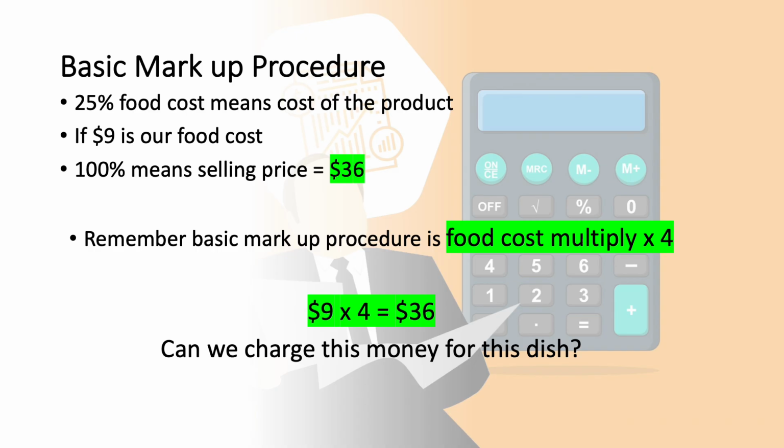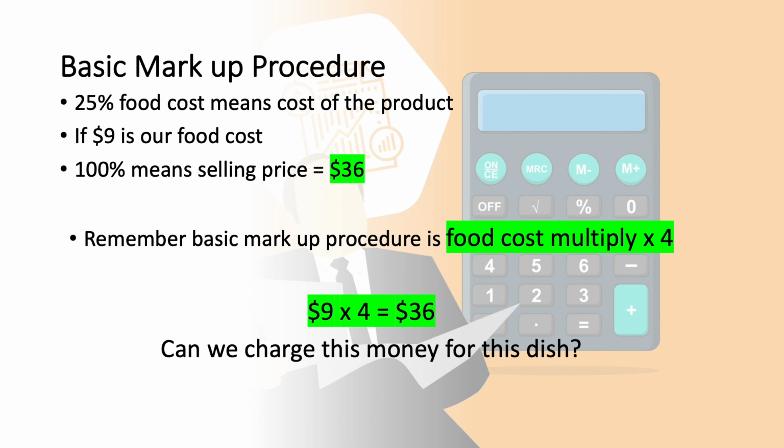So the basic markup procedure on this prawn pasta means we take our 25% food cost, $9 is the cost of the food, multiply by 4 for our basic markup procedure equals $36. Can we charge $36 for a prawn linguine? Maybe in a cafe, but I guess it comes down to whether people are going to pay it or not. And that will be determined by your customer preferences and your profiling. Maybe in Penrith, they possibly wouldn't. Maybe in Darlinghurst, that would be cheap.